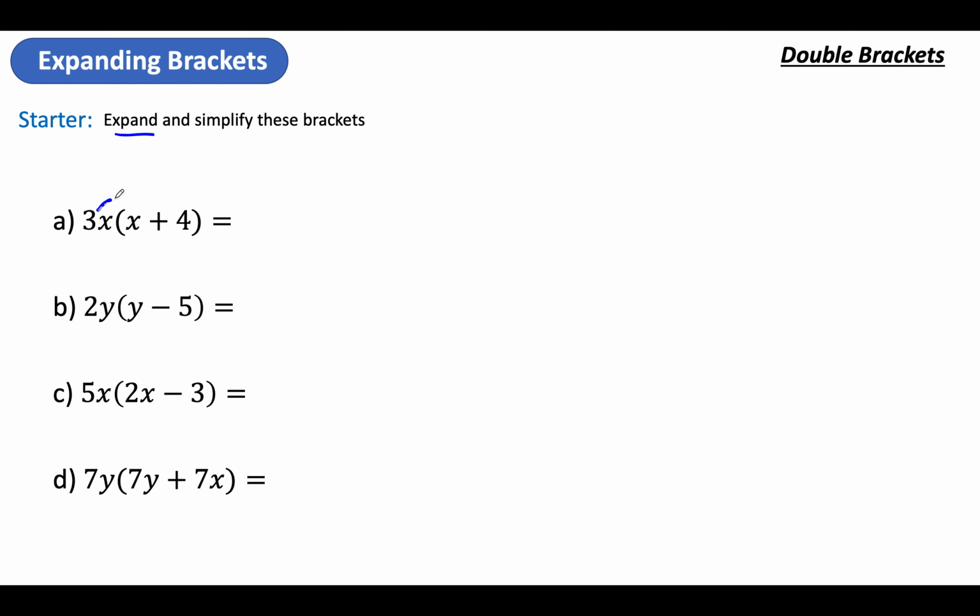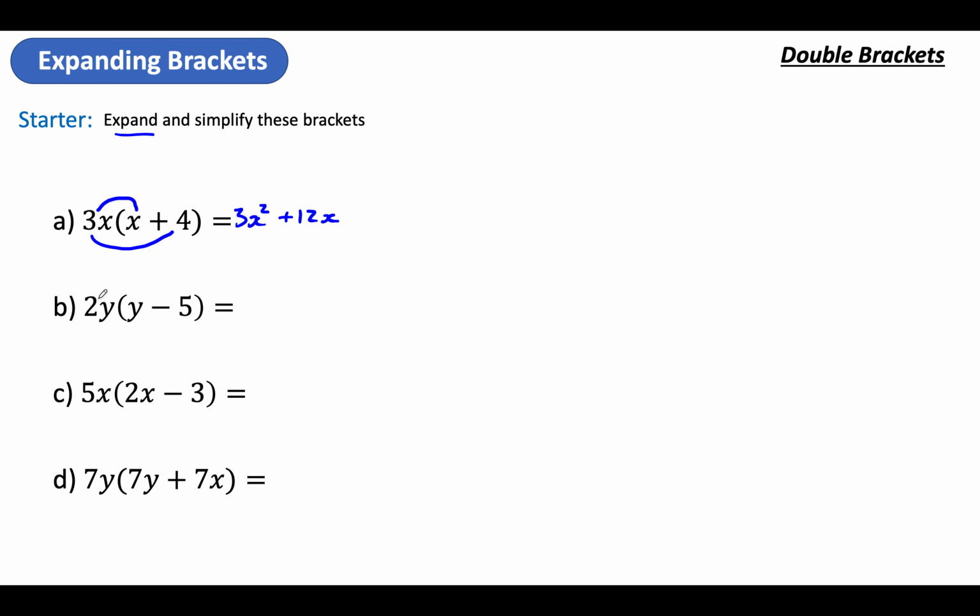Well, we need to times everything in the bracket by the thing at the front. So 3x times x. Well, the 3 doesn't have any number to multiply by, so it stays as 3. And x times x is x squared. And then we do 3x times the other thing in the bracket, which is the 4. So 4 lots of 3x is 12x. And they're both positive, so it stays as positive.